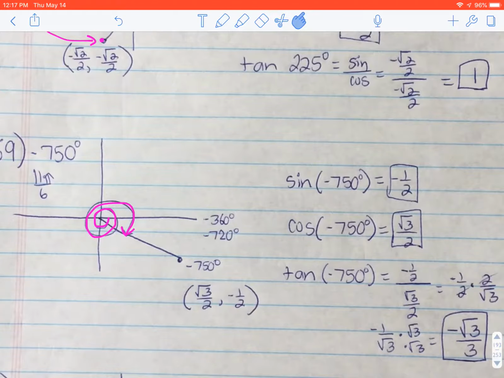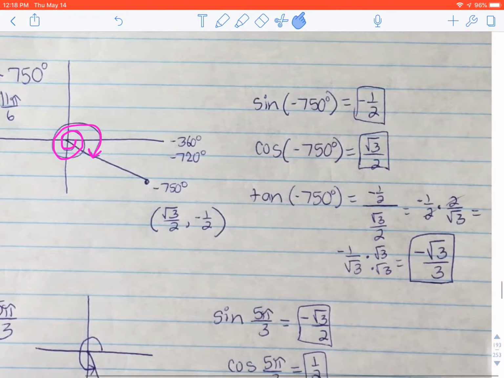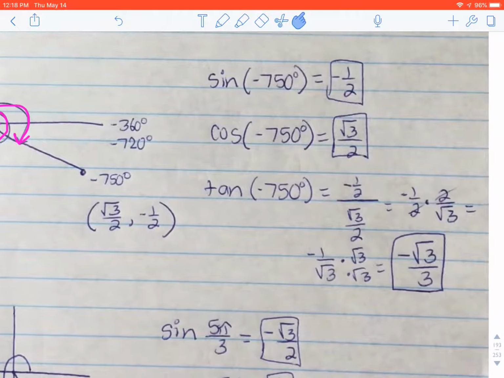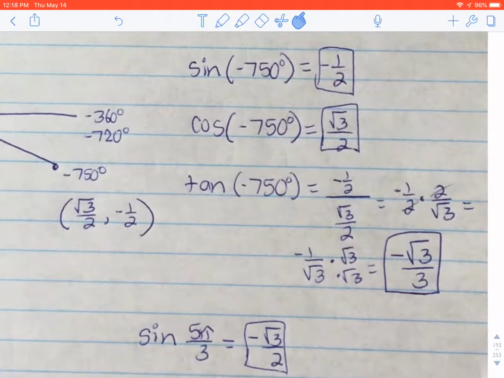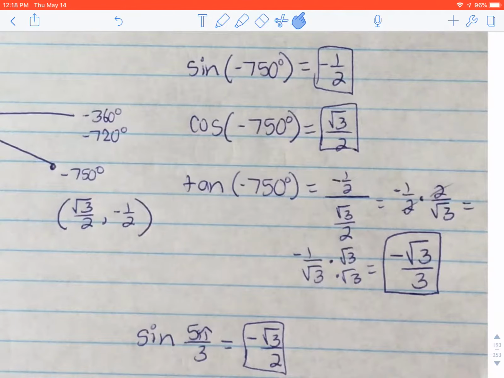So your sine of negative 750 degrees, remember that's your y value, so negative 1/2. Your cosine of negative 750 degrees is square root 3 over 2. And then your tangent of negative 750 degrees, make sure you did your sine over your cosine. Rationalize your denominator, so you end up with negative square root 3 over 3.